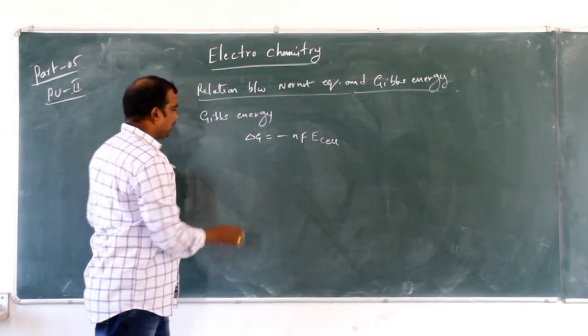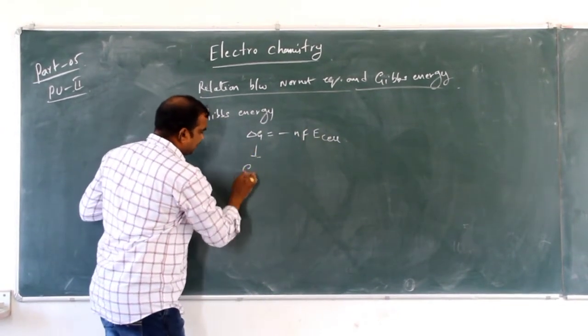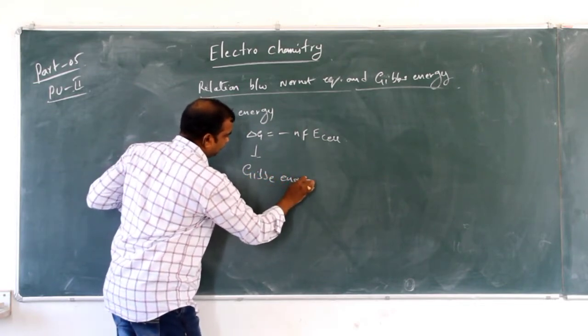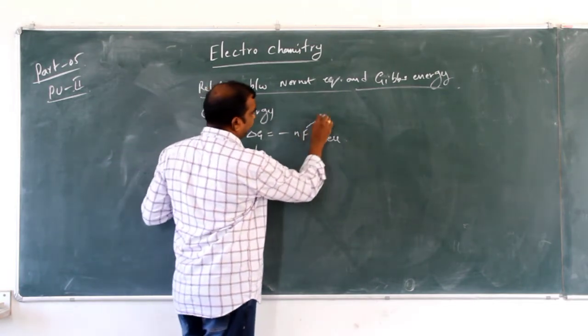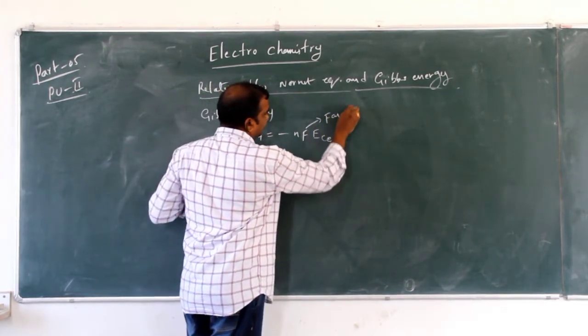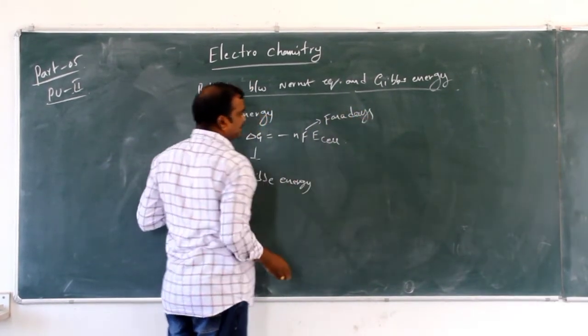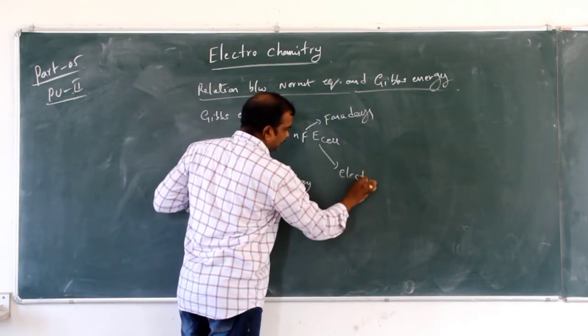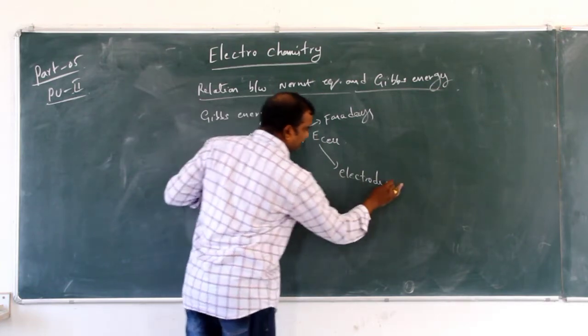So here G is Gibbs energy, and F is Faraday, which is measured in coulombs. And E cell is the electrode potential.